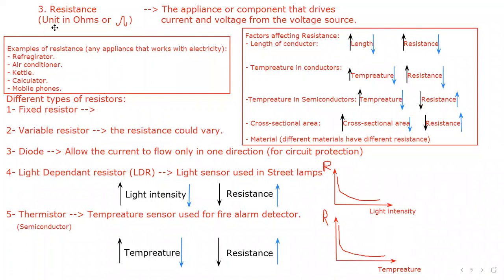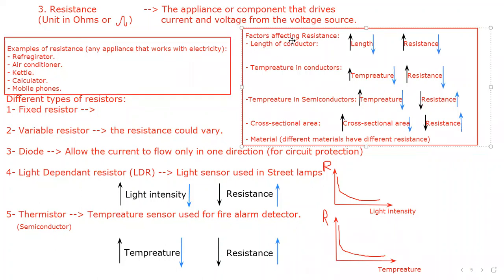Last but not least, the resistance. It's measured in ohms. The resistance is the appliance or the component that drives current and voltage from the voltage source. Examples of the resistance: refrigerator, air conditioner, kettle or boiler, calculator, mobile phones, anything that works with electricity.